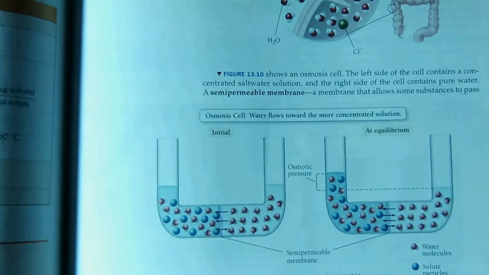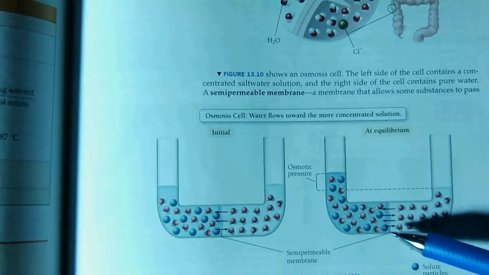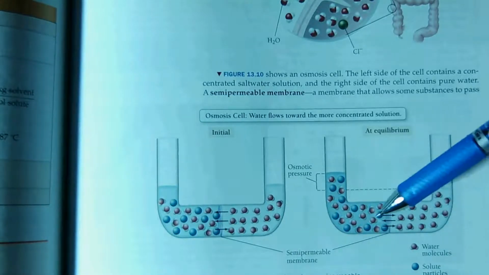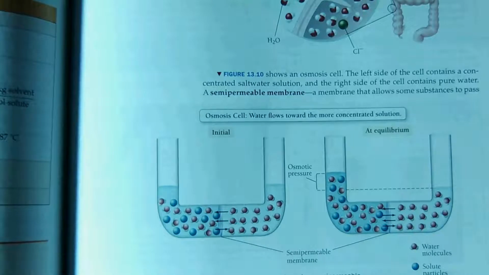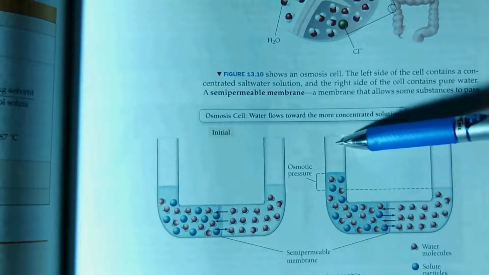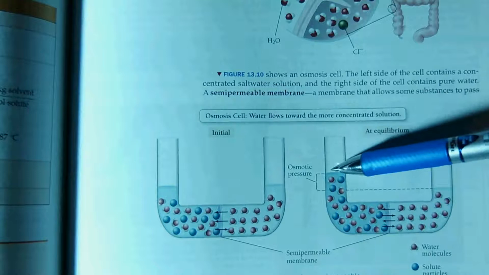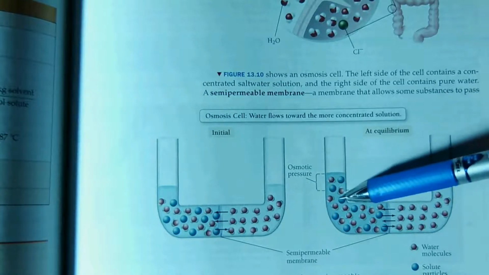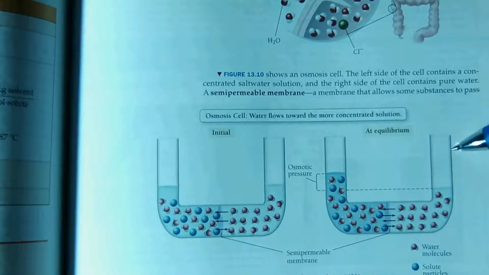Now, there's a process called reverse osmosis with these semi-permeable membranes. You can force the flow to go the other way. If you put a piston in here and you push down on it and you put enough physical pressure on it, you can force the water to flow this way. That's used to purify water on large scales sometimes.